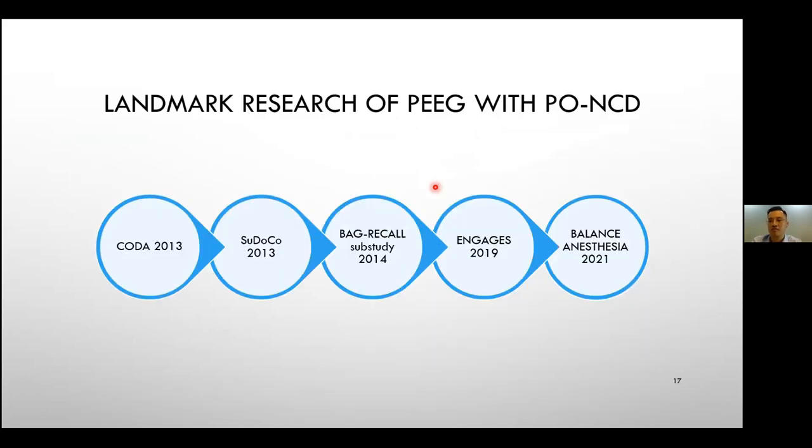There are also several landmark studies trying to prove the causal effects of the use of processed EEG in reducing post-op delirium and post-op cognitive dysfunction over the last two decades. This includes the CODA and Sudoku studies published in 2013, the BAG-RECALL and STAP studies published in subsequent years, the ENGAGES study published in 2019, and the Balanced Anesthesia sub-study in 2021. These are all RCTs looking at the effects of processed EEG versus routine care on the endpoint of post-op neurocognitive disorder in an elderly population more than 60 years of age. Let us briefly discuss the important findings from each study.